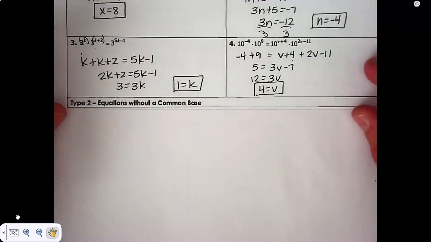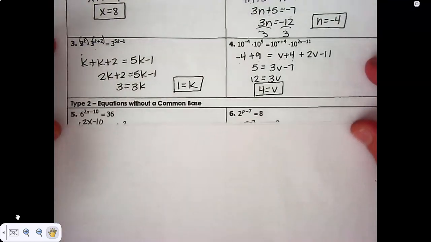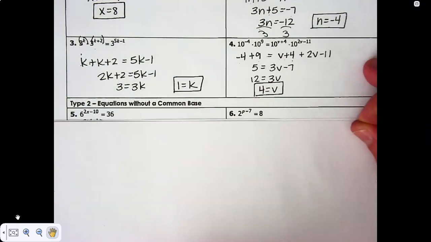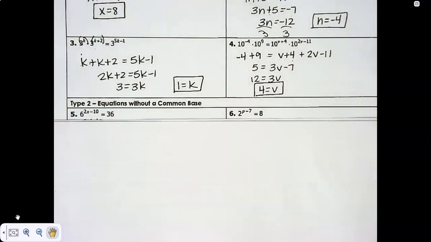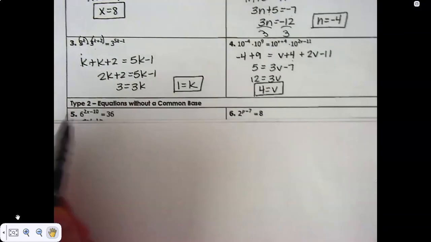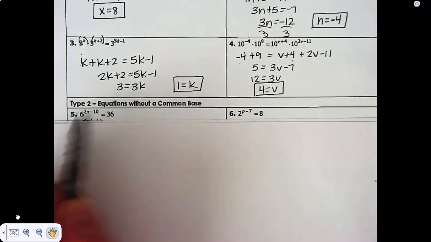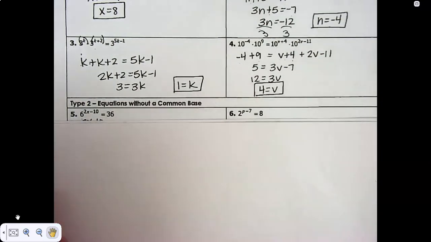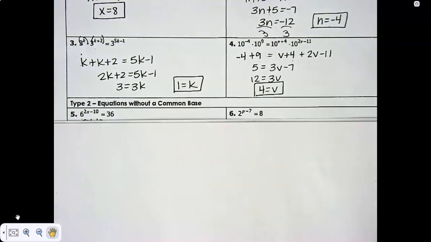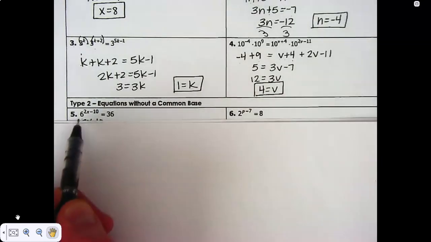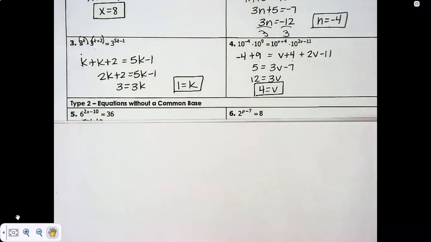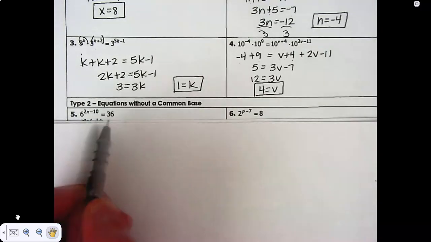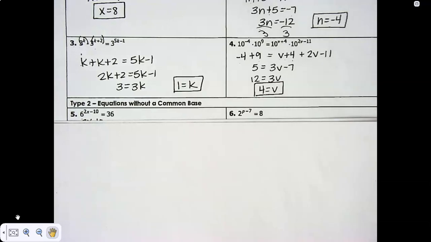So back to our examples now. For numbers 5 and 6, here we have examples that don't have a common base. For number 5, I have a base of 6 on the left side, but a whole number of 36. Well, the idea is then, is there any way you can rewrite both sides to have a common base? Well, I already have a base of 6 over here, so I asked myself, is there any way I can rewrite this 36 as an exponent with a base of 6?